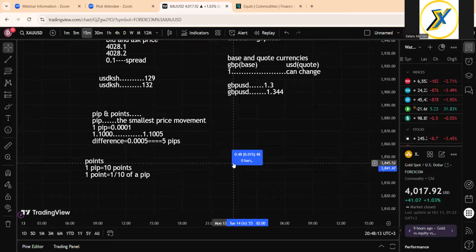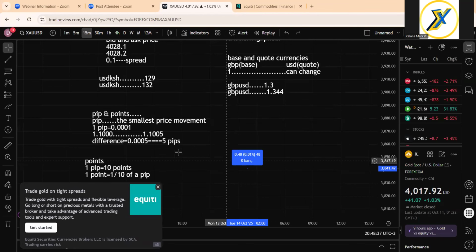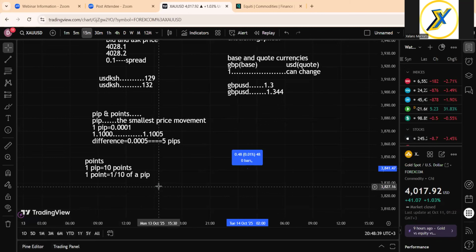So 0.01 pip. Okay. So now, why this matters is because you really need to understand the slightest small movements so that you can know the direction of the market. Now let's get into something else that is also important.